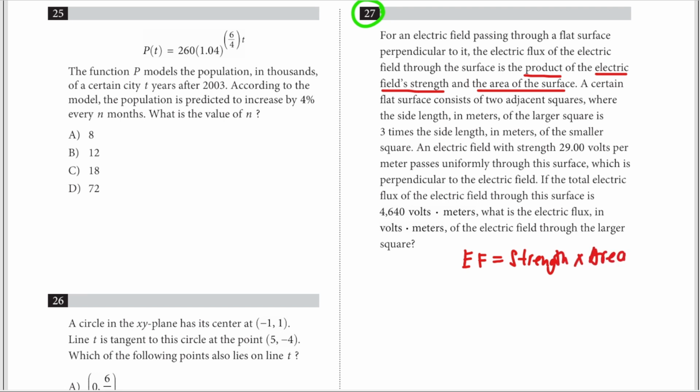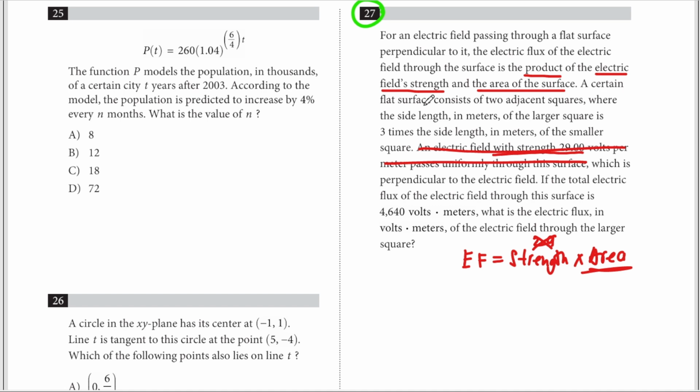Here's the thing, we are going to find out later that the strength is a constant at 29. So the strength is always 29, so therefore it's not important. This whole thing is not important. So we only have to worry about the area. Now, what can we say about the area?